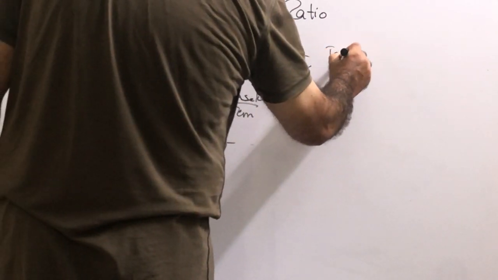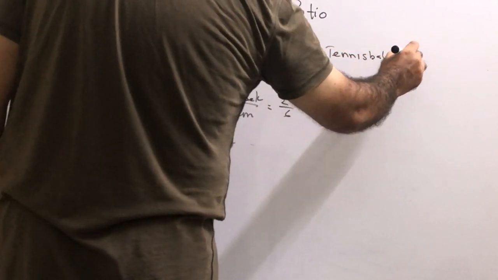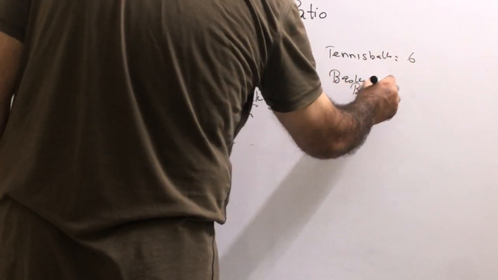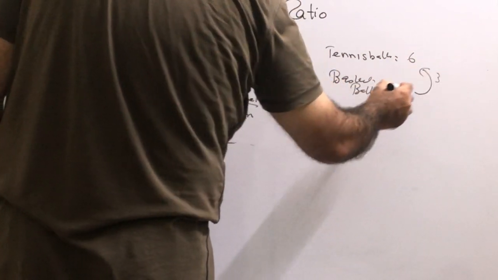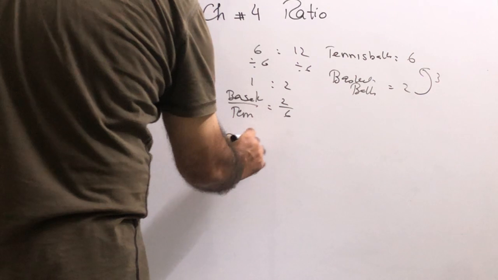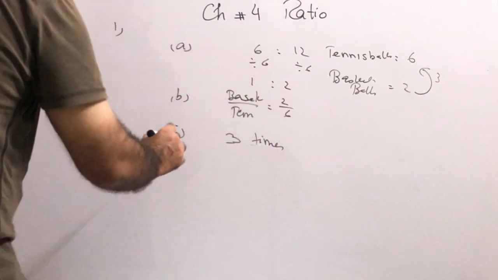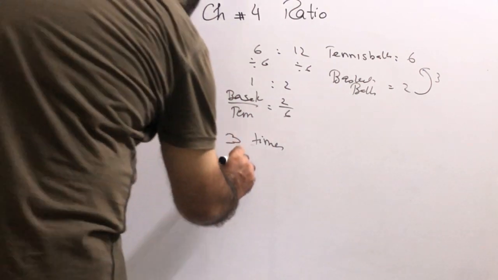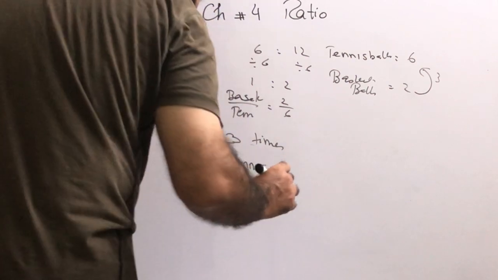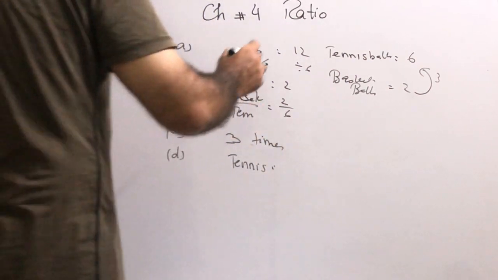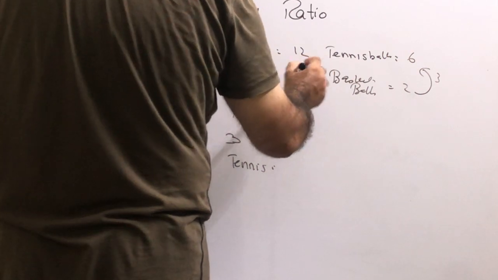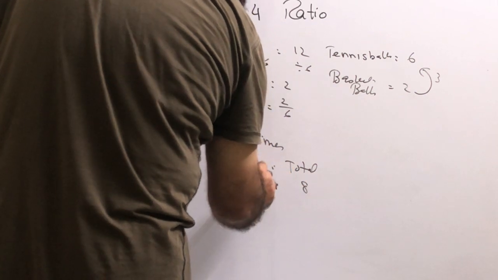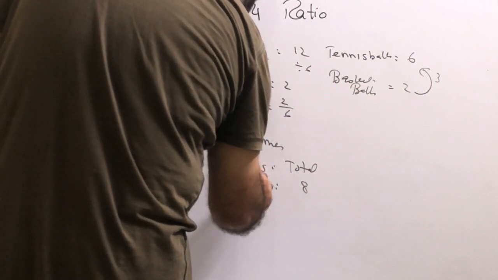Tennis balls are how many? 6. Basketballs 2. If we multiply this by 3, so tennis balls are 3 times the number of basketballs. Okay, 3 times. Number D says ratio of the number of tennis balls to total number of tennis balls and basketballs. Total means 6 plus 2. Then total 8. How many tennis balls? 6 tennis balls and total is 8.